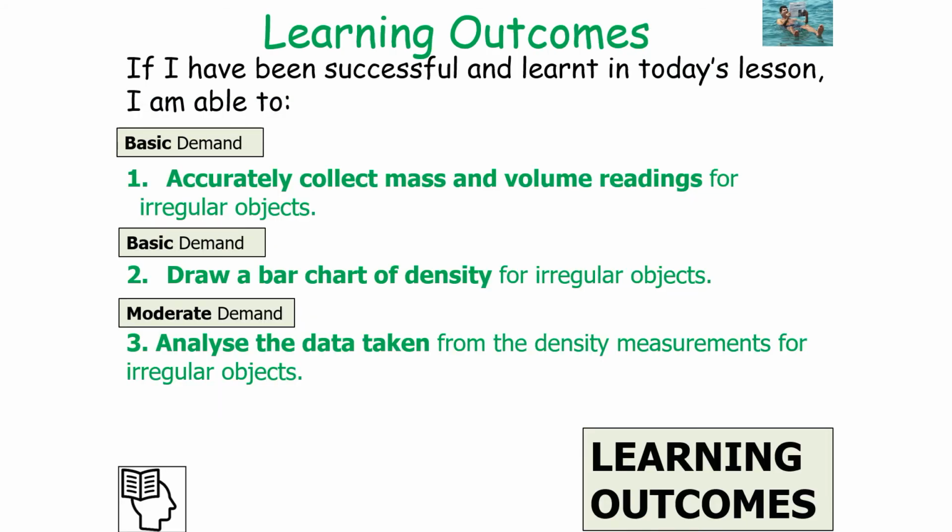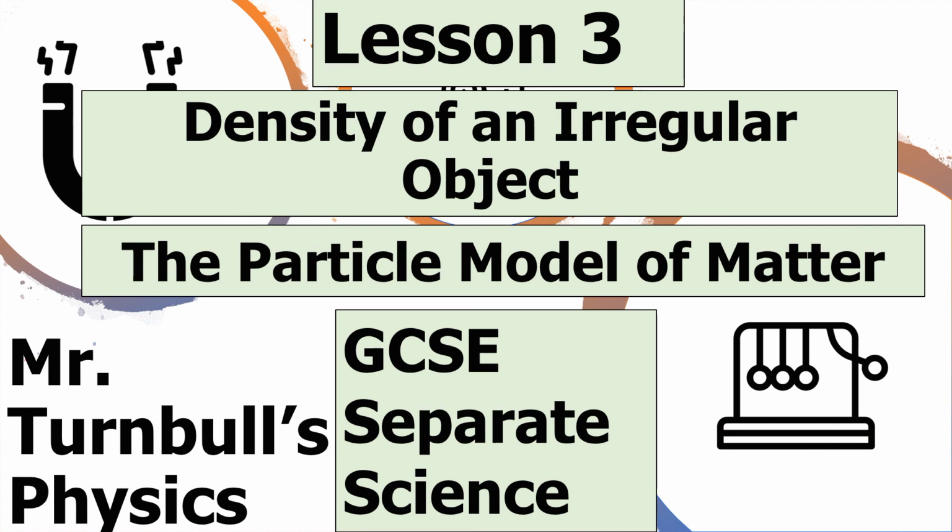If you've been successful and you've learned in today's lesson, you should be able to accurately collect the mass and volume readings for irregular objects, draw a bar chart of density for irregular objects, and analyze the data taken from the density measurements for irregular shaped objects. I hope you've enjoyed today's lesson where we've looked at working out the density of an irregular object.